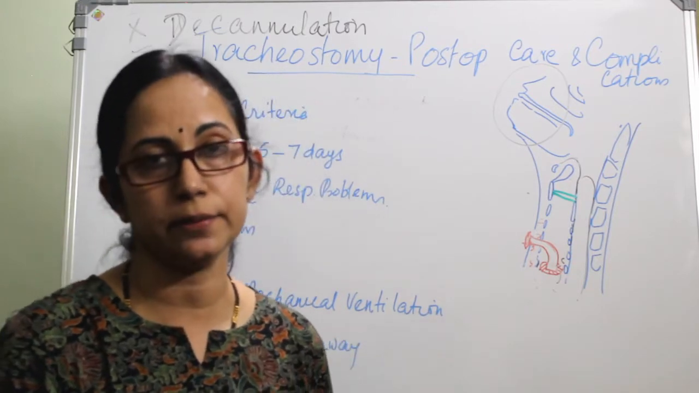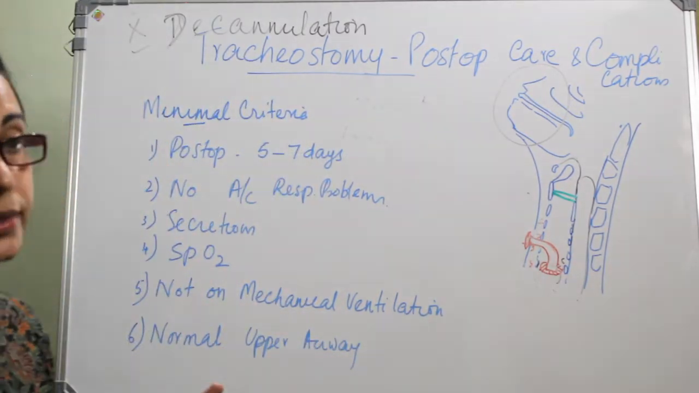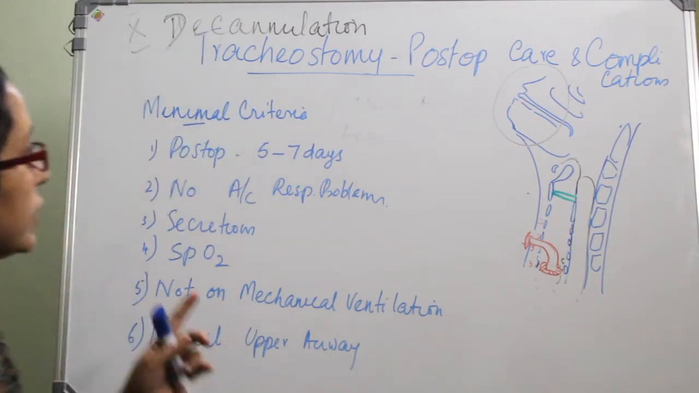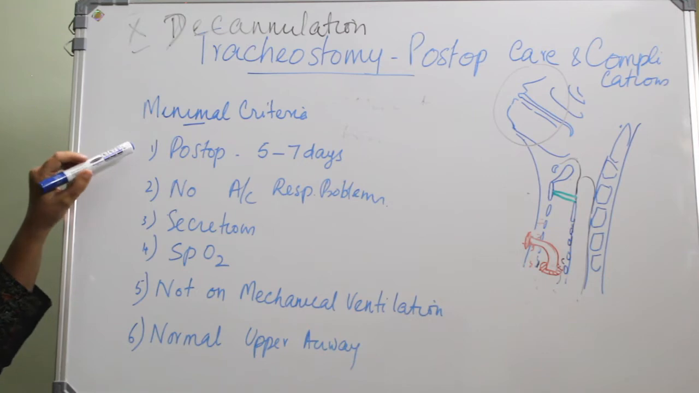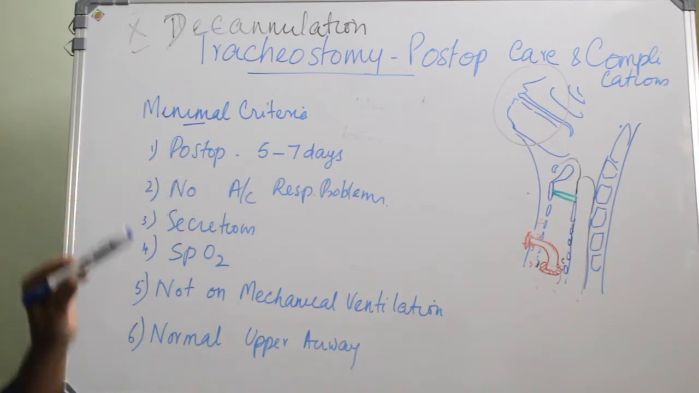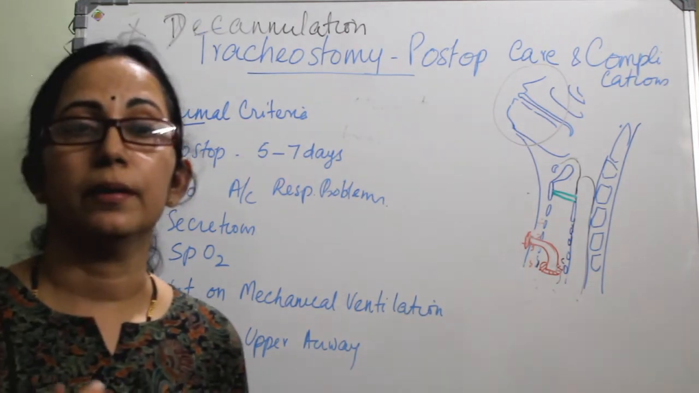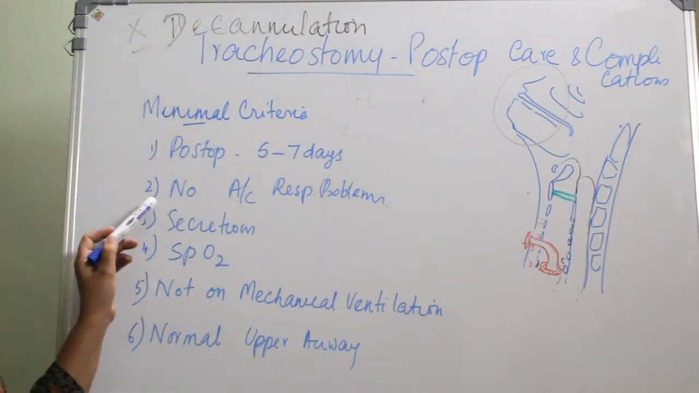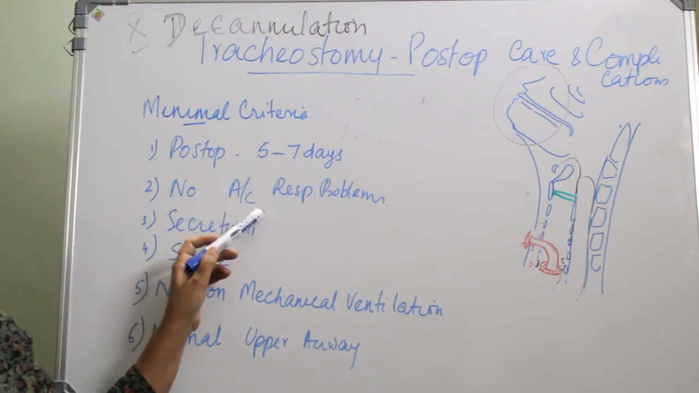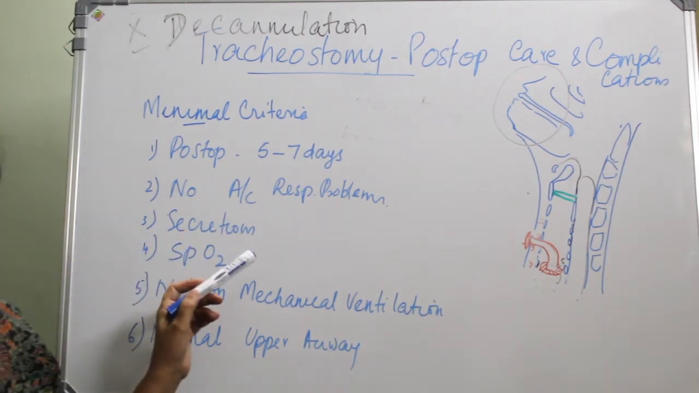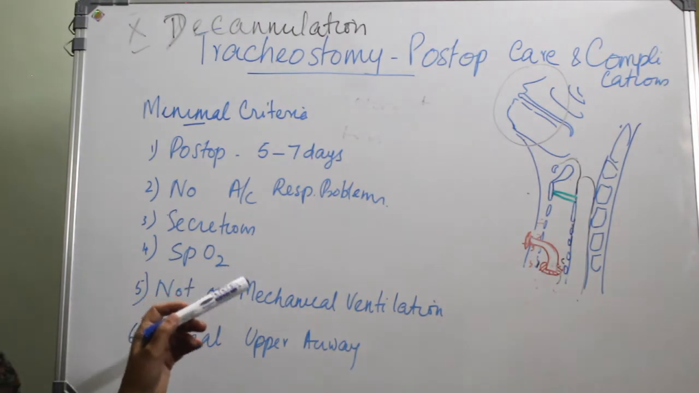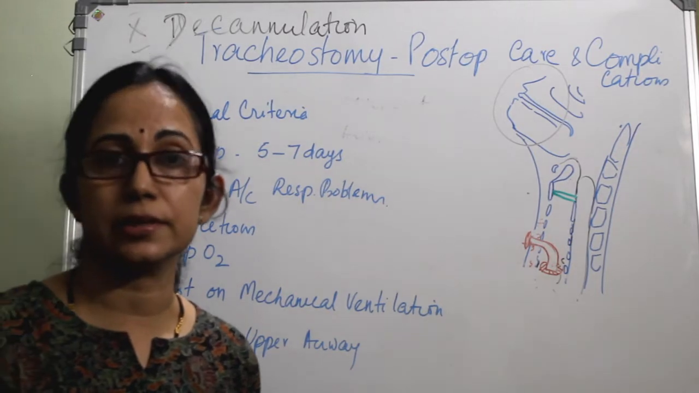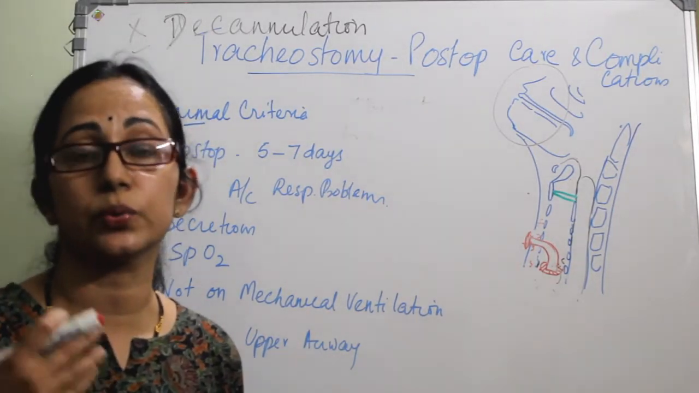That is decannulation. And for decannulation, there should be some basic standards to be met, or these are the minimal criteria. That is post-operative minimum 5 to 7 days. That is the time for formation and maturation of the stoma in a temporary tracheostomy. And no acute respiratory problems for the patient. The secretions should be minimum, and we need at least 6 hours of suction-free period for the patient.